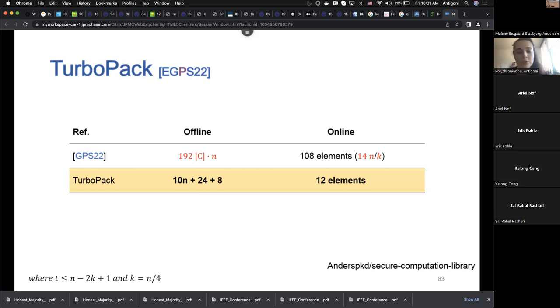Does this answer the question? Because I don't hear Ivan very well. I can say what Ivan said. But asymptotically, TurboPack still improves. So Ivan asked if TurboPack asymptotically improves over SPDZ. Oh, asymptotically for the online phase? No, it doesn't. So we cannot improve it asymptotically.